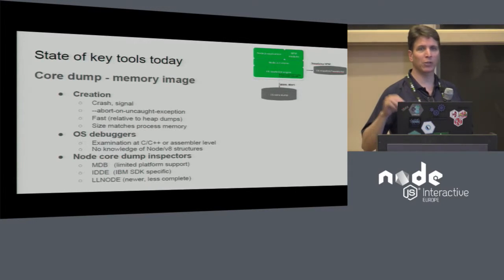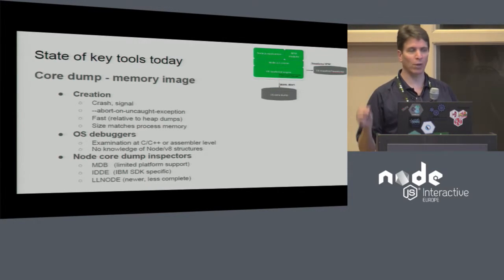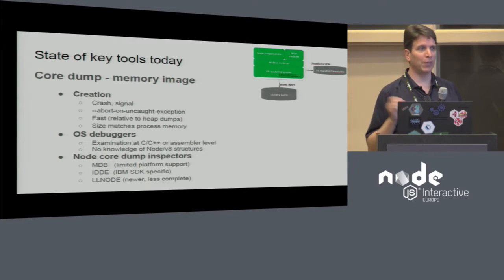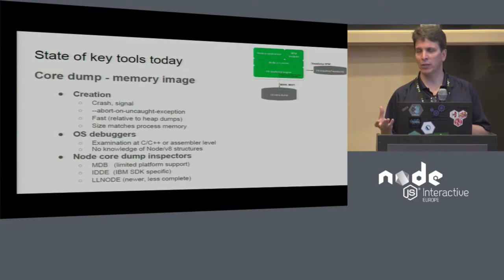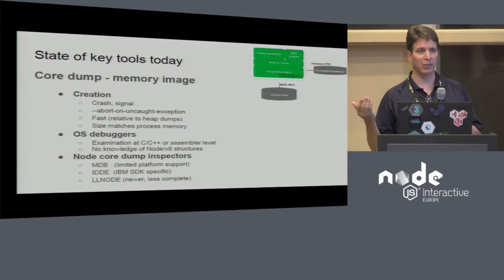The first way you can start to look at those core dump artifacts is to just open them up in debuggers. Unfortunately, that can be a lot of work because they don't have any knowledge of the structures of V8 and Node. So if you want to actually look at an object, you have to know that, okay, the map that has the fields is 4 bytes into the object, and then decode all that. So you can look at it with those tools, but that's a lot of work.